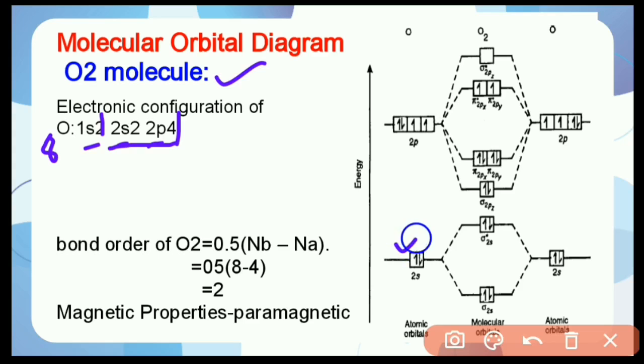Here the 2s electrons of the two oxygen atoms, when they interfere constructively, form a bonding molecular orbital having 2 electrons, and similarly form an anti-bonding molecular orbital by destructive interference, also containing 2 electrons. So both the bonding and anti-bonding molecular orbitals have 2 electrons.